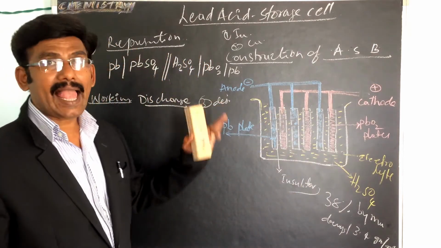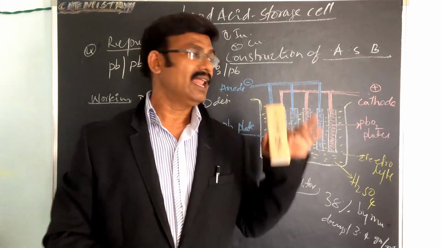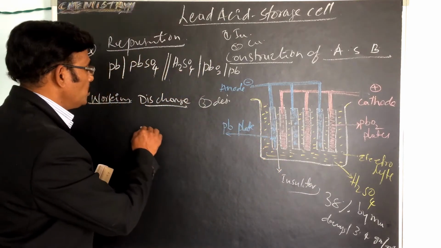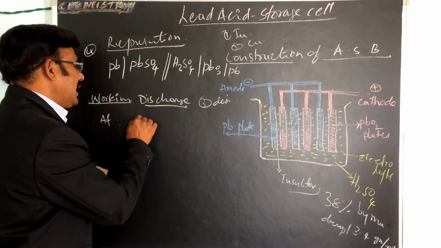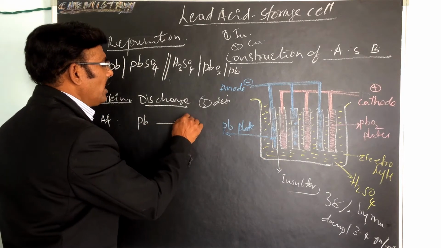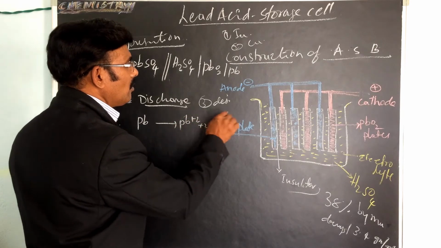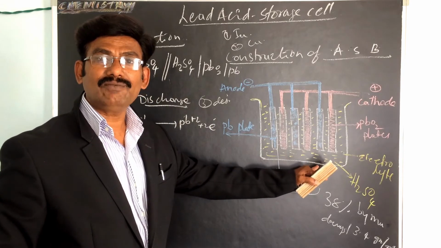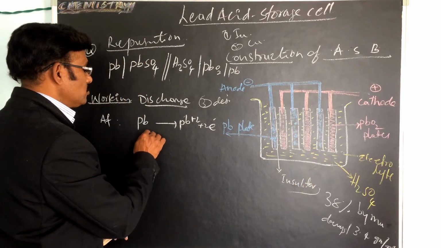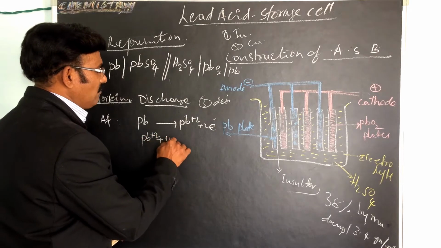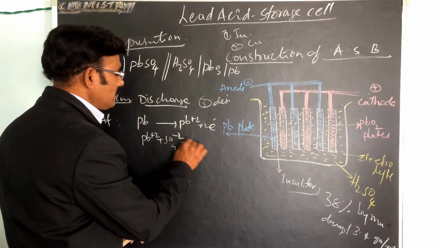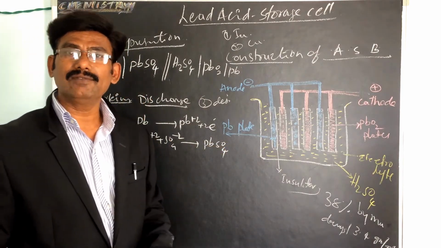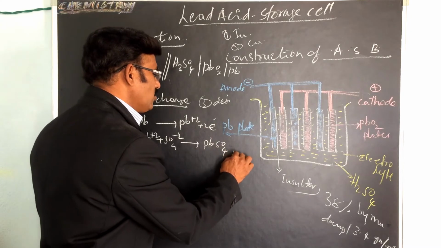Working condition at the anode: at the anode there is lead. Lead is oxidized to lead plus 2. Immediately the sulfate from the sulfuric acid reacts with it, so Pb plus 2 reacts with the sulfate to form lead sulfate, which is a solid.